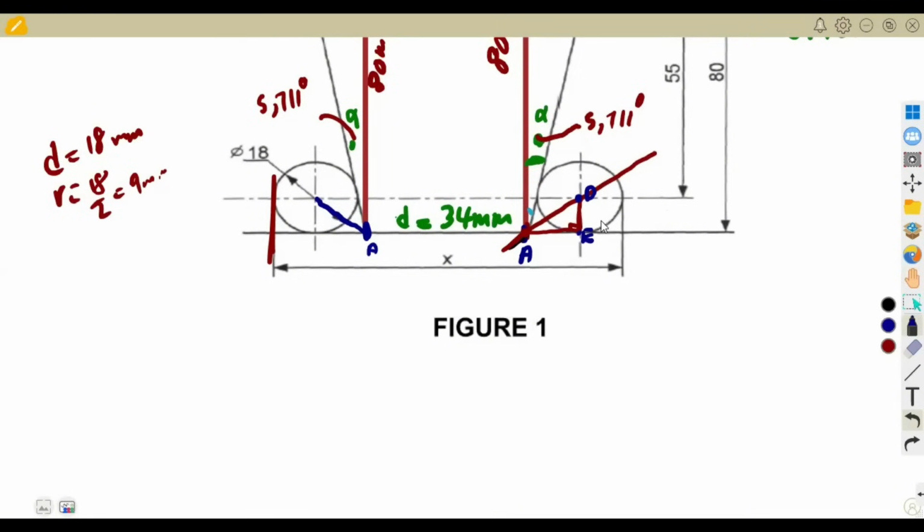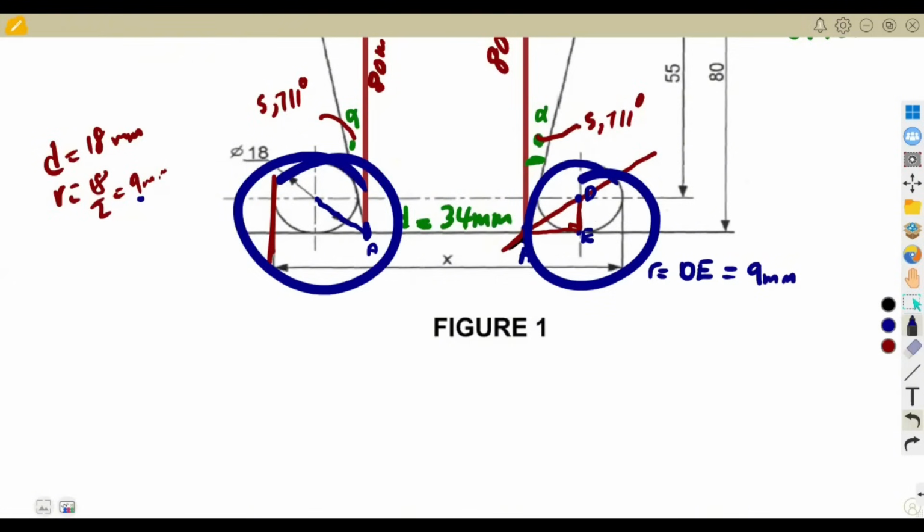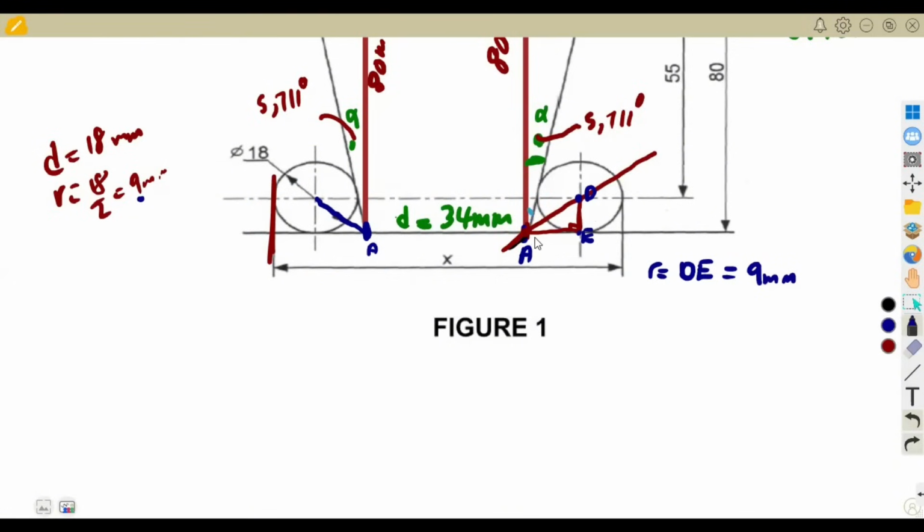So this is our radius. DE is the radius, so R is equal to DE. And remember that we said our radius is 9 millimeters. So guys, I'm not going to repeat what I'm doing. What I'm doing on this side is identical to the other side. So if I'm calculating AE, I'm also calculating AE up to this point here. I'm going to call this AE.